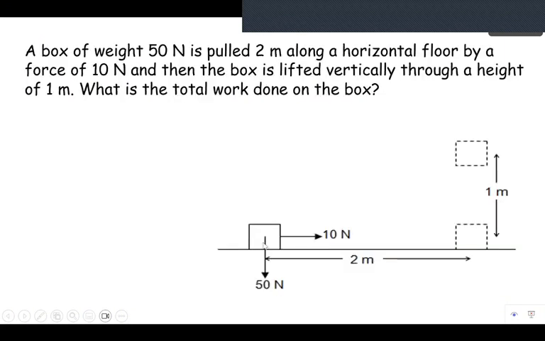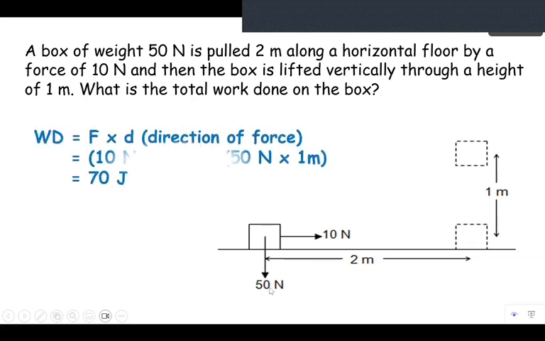Next question. A box of weight 50 newtons is pulled 2 meters along a horizontal floor by a force of 10 newtons, and then the box is lifted vertically through a height of 1 meter. What is the total work done on the box? So work done is again force times distance. Initially, I don't use 50 newtons, I use 10 newtons, because 10 newtons is the force that causes it to move across the floor 2 meters. So it's 10 times 2. And when I want to lift it up, I need to exert a force that can overcome the weight of 50 newtons. So I'm going to use the force of 50 newtons times 1. So in total it is 10 times 2 plus 50 times 1. I get 70 joules of work done on the box in total.